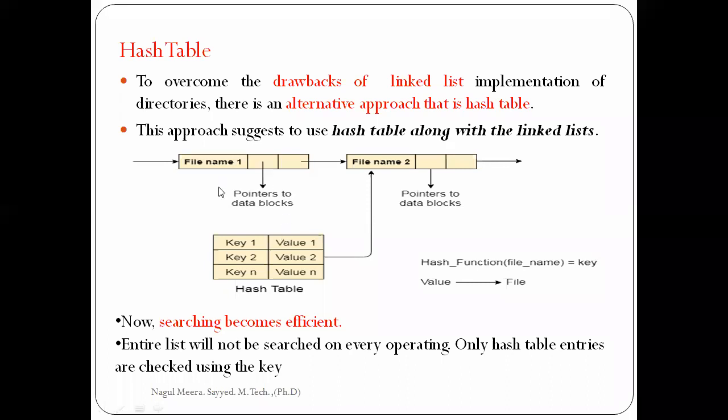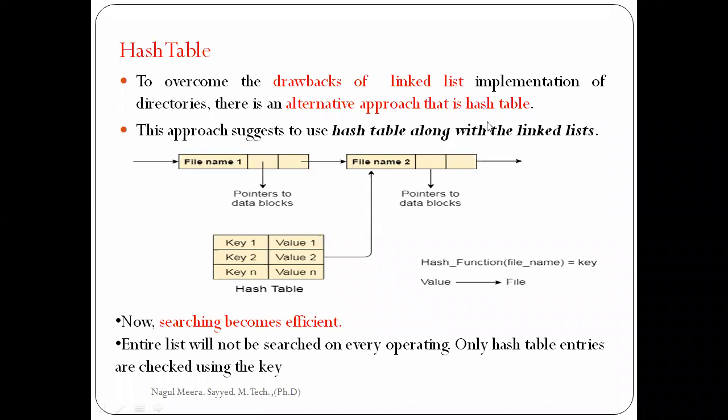So simply, a hash table consists of two things, two columns. The first one is the key. A key is nothing but the file name. Here the value is nothing but the actual file. Now, for example, if we want to search for a particular file, for example file 2, what happens here?